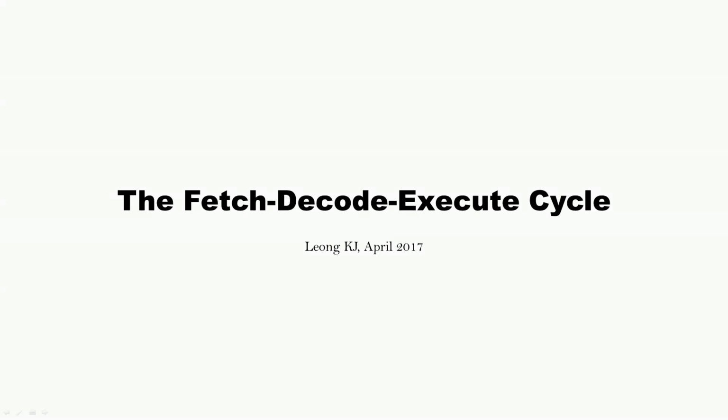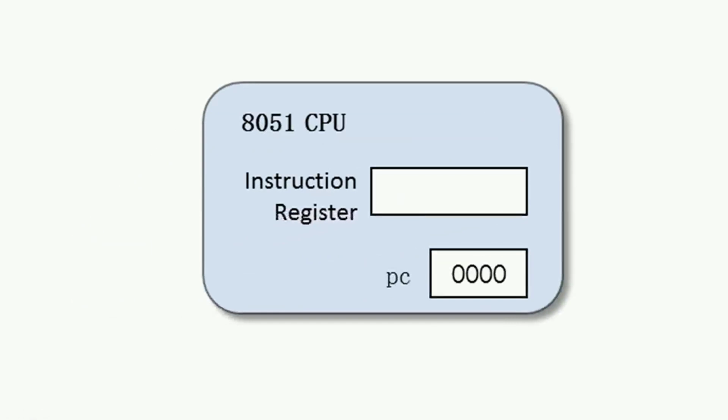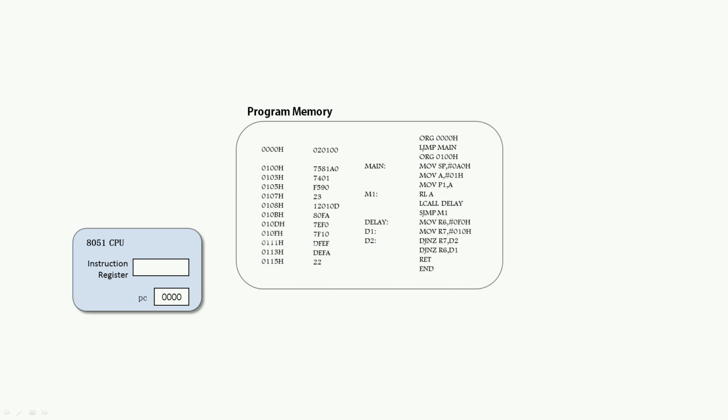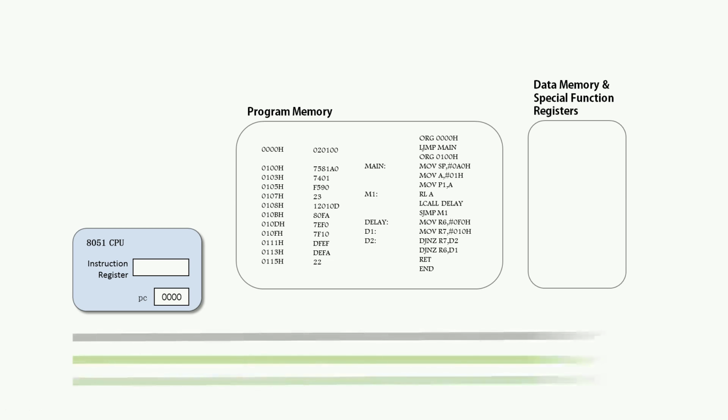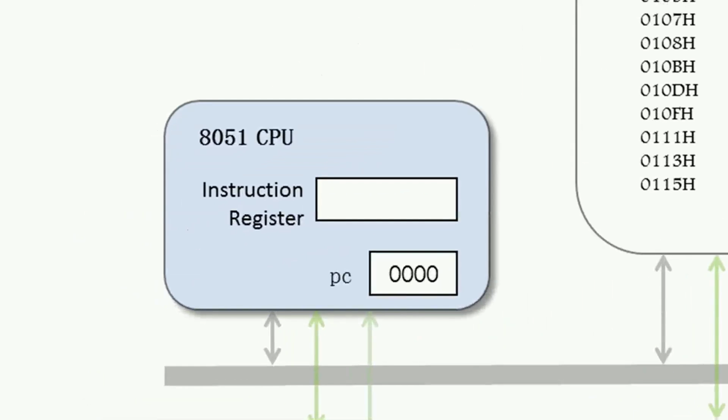The fetch, decode and execute cycle. Let's examine a microcomputer system. This is the CPU. There is a program memory filled with machine codes, and a data memory which resides together with the special function registers. There is an instruction register in the CPU, and a program counter whose initial value is 0.